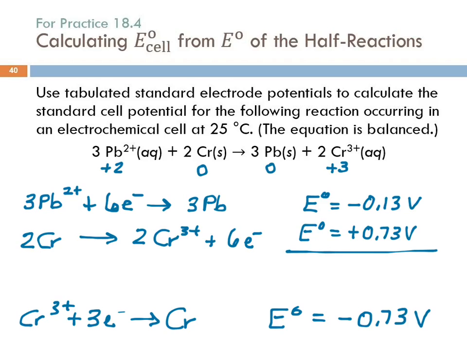So to find the cell potential for this, we just add these up. So that gets us plus 0.60 volts. The coefficients do not affect the electrode potentials. Ooh, so that is different, huh? Yeah. Comparing this reaction to this one, it's not only reversed, it's also multiplied by 2. But that doesn't matter for electric potentials.